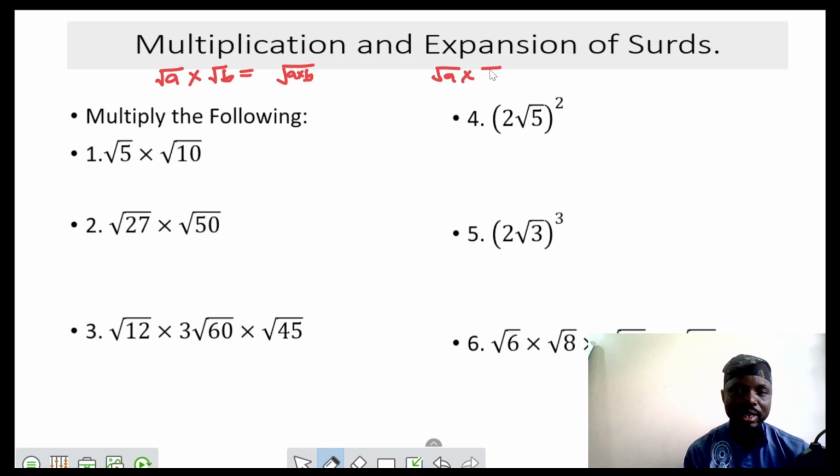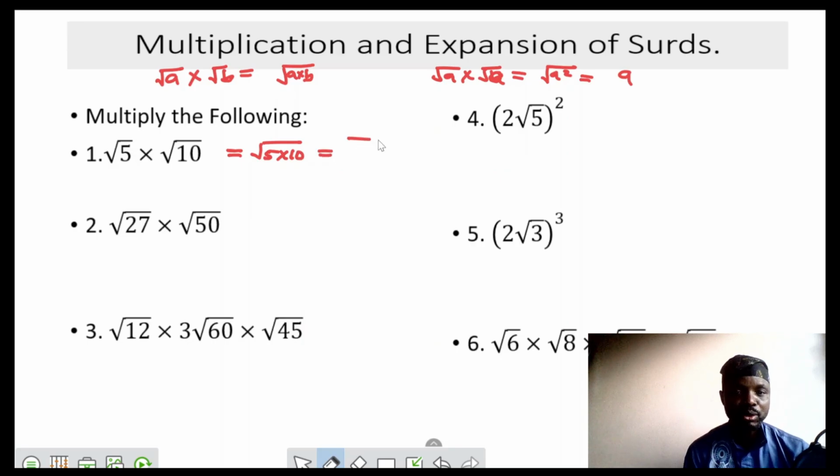Another one is root A times root A. If they are the same, root A times root A can be captured as what? Root A square. And A square will just give you A. So anytime I see root A times root A, I will just pick one of the letters inside as my answer. So here, root 5 times root 10 cannot be simplified, they are not the same, so I will capture them. That's 5 times 10.